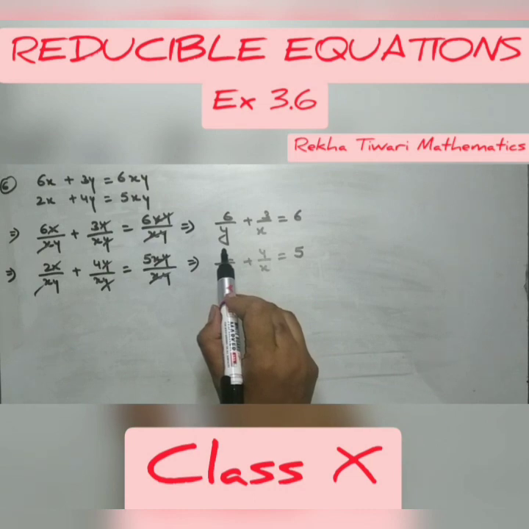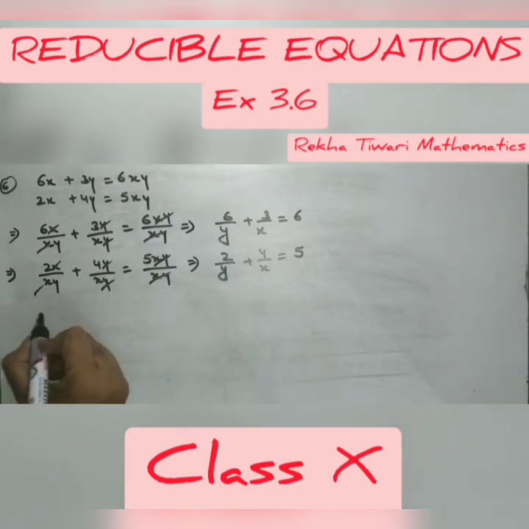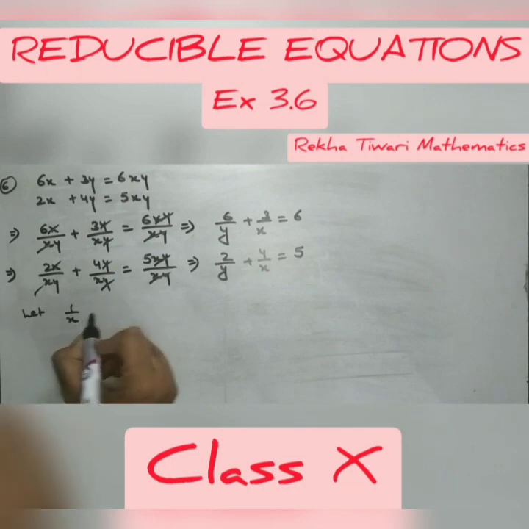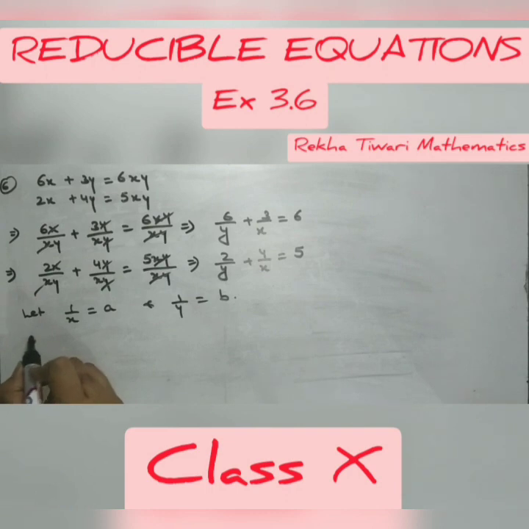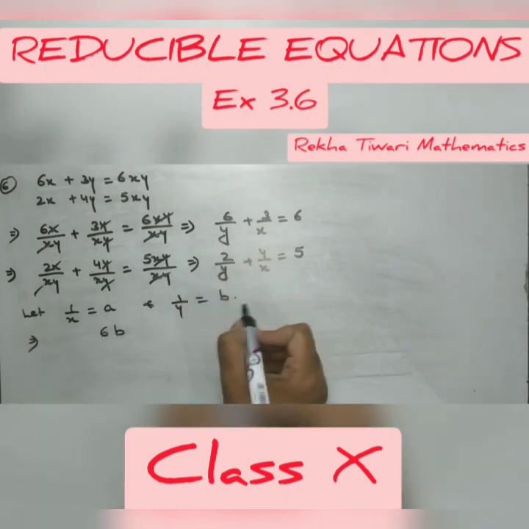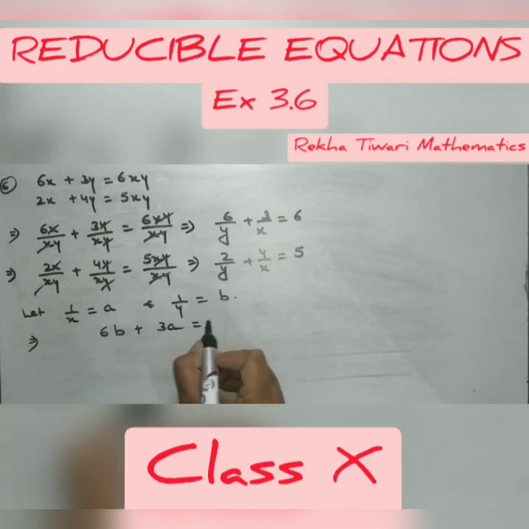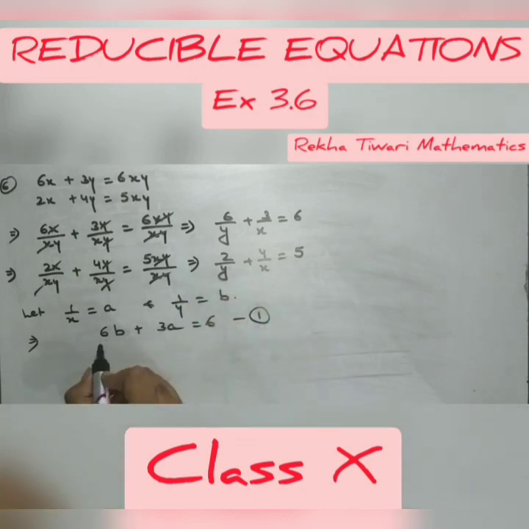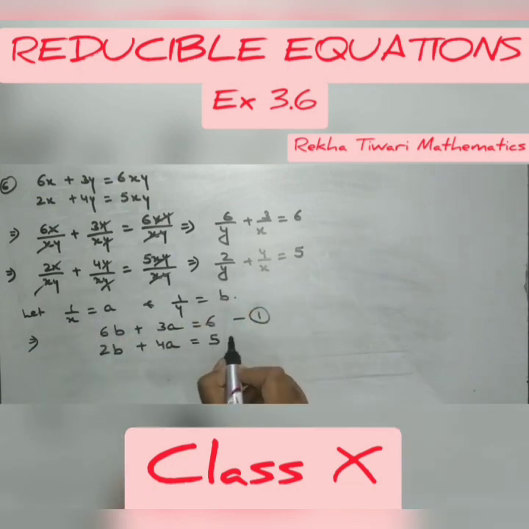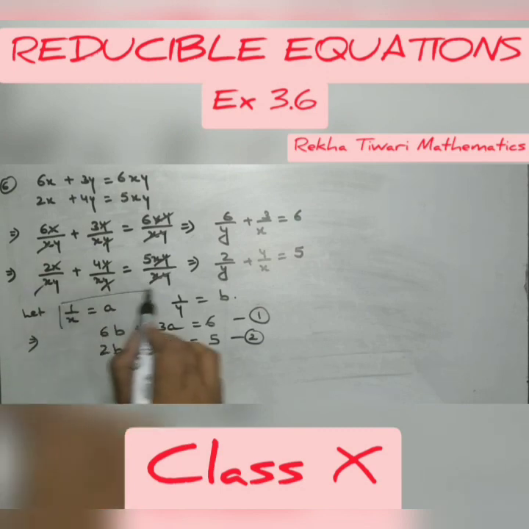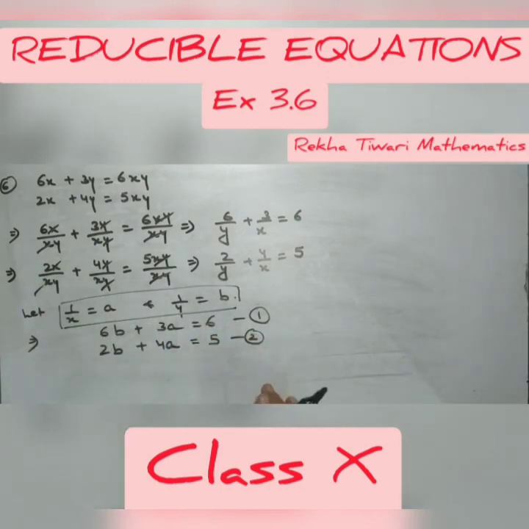Now the variable is in denominator, so you have to reduce this. What you have to assume? Let 1 upon x is equal to a and 1 upon y is equal to b. So equation changes to 6b, because 1 upon y is b, plus 3a is equal to 6, equation number 1, and the second changes to 2b plus 4a, 1 upon x, is equal to 5. This is your equation number 2. Solve these two equations to get the value of a and b. Substitute again in this form to get the value of x and y. Hope you understand this. Move to the next one.